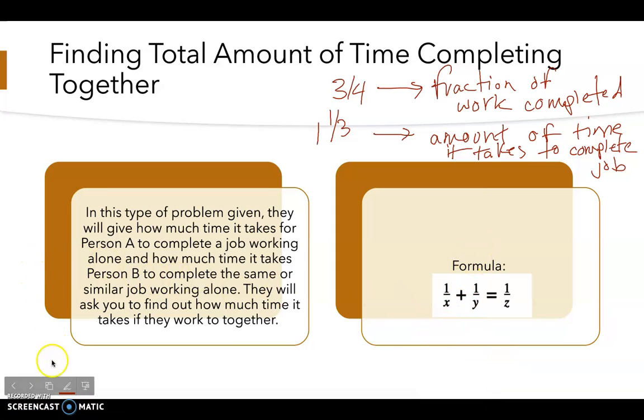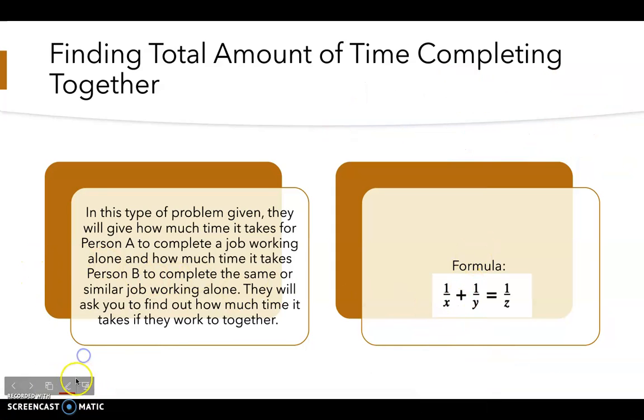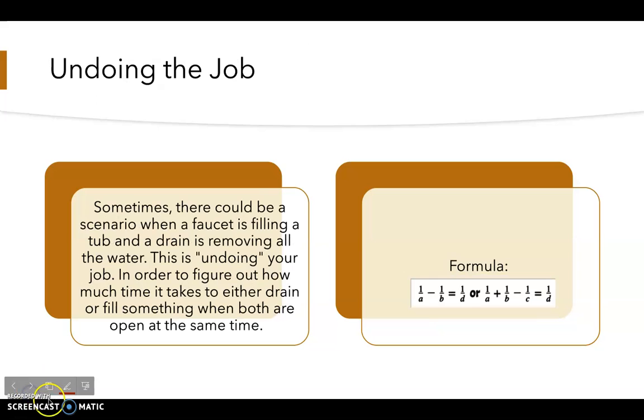Okay? Alright. Let's erase all of that. Now, let's take a look at the next concept, and that is called undoing the job. What I mean by undoing the job is that sometimes you might have a faucet that's filling a tub and a drain that is removing all the water. This is undoing your job, right? If you want to fill it, and then you have something that is undoing the job, it's draining.